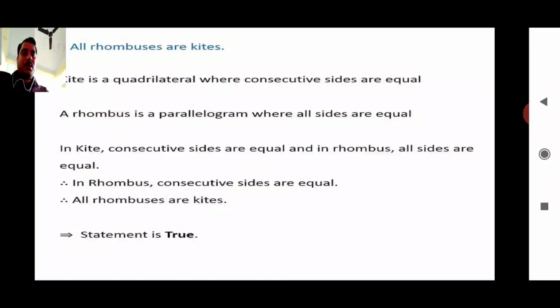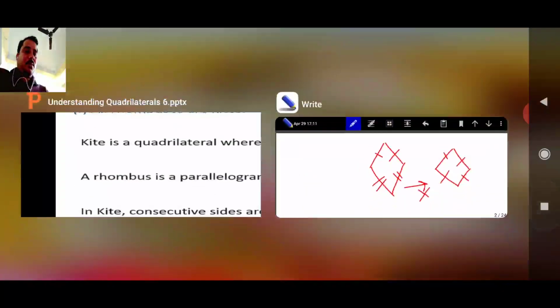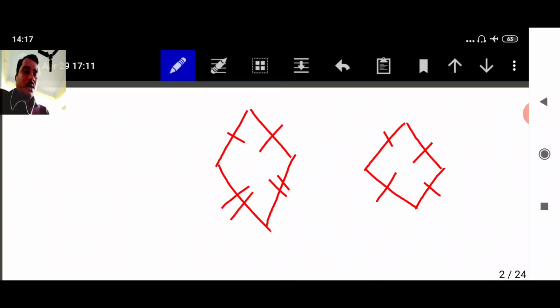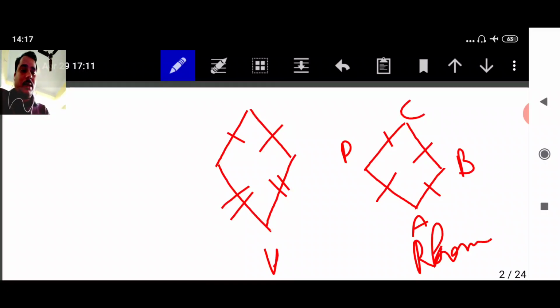Next one, all rhombus are kites. It is because a rhombus holds all properties of kites and parallelogram. So in this rhombus ABCD, this is a rhombus, and this is a kite.